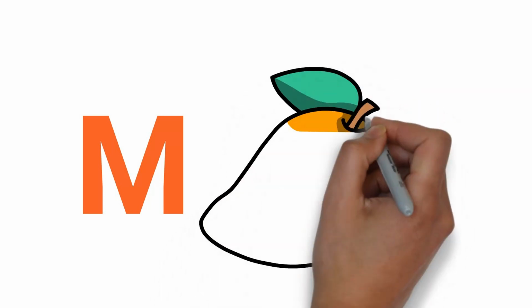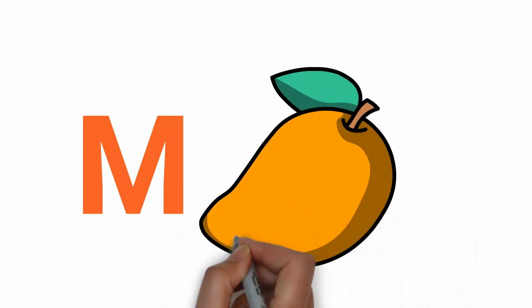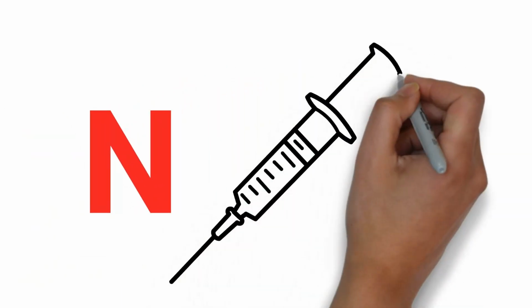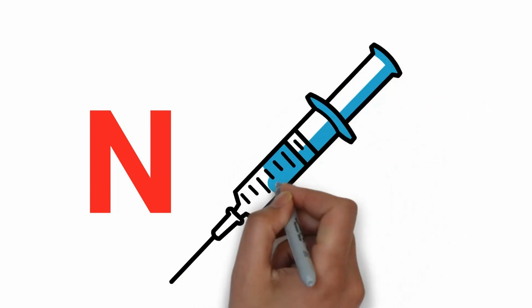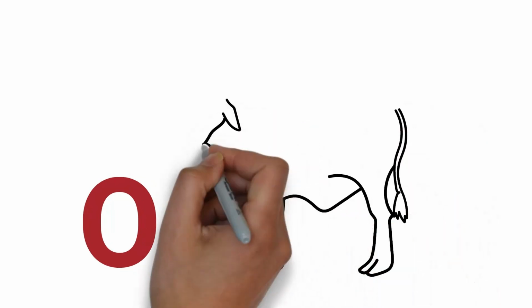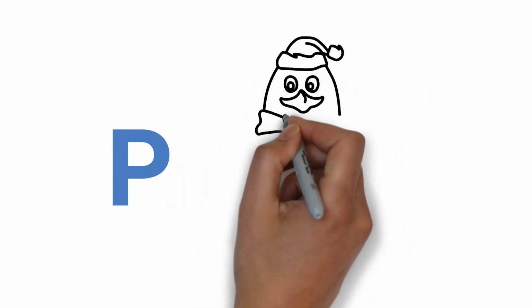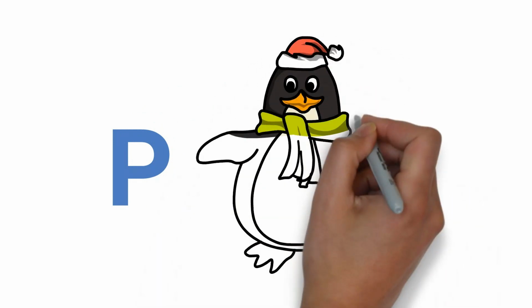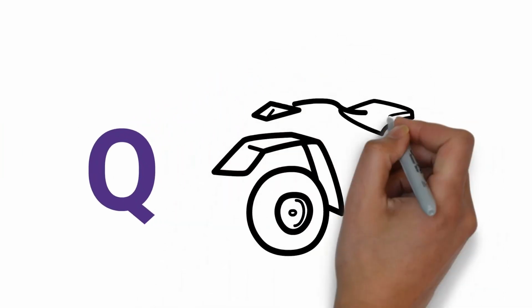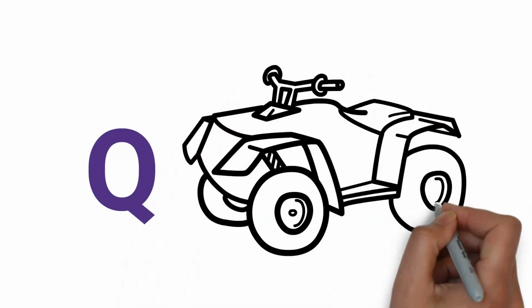M. M for mango. N. N for needle. O. O for ox. P. P for penguin. Q. Q for quad.